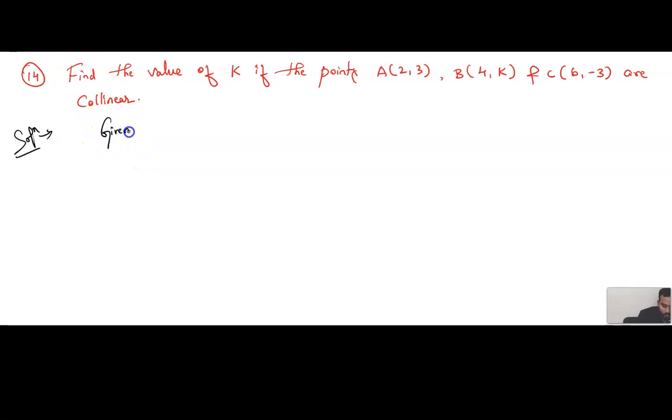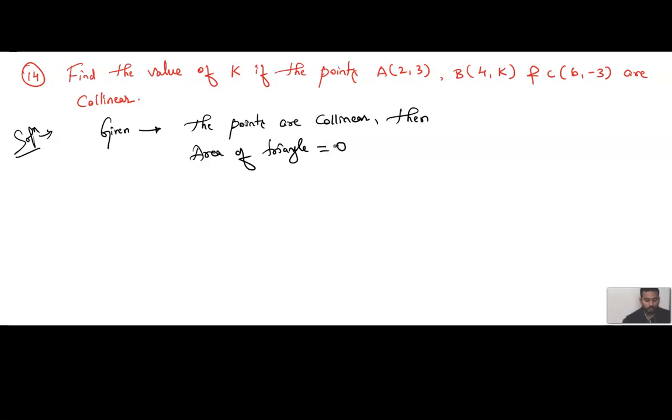given what they have given, children, the points are collinear, then the area of triangle is 0. Right? Already they said that the points are collinear, no? Then we can say that the area of triangle is 0.